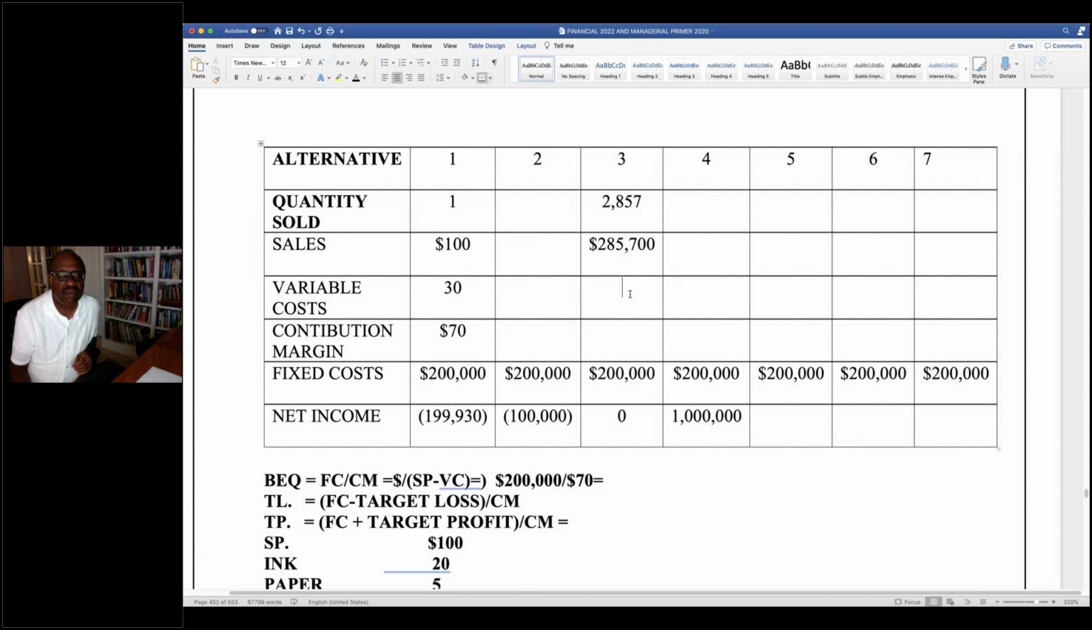Would it be 30 still? 30 times 2,857 is 85,710. What's our contribution margin? 199,990. As long as you're within $100, you're okay.